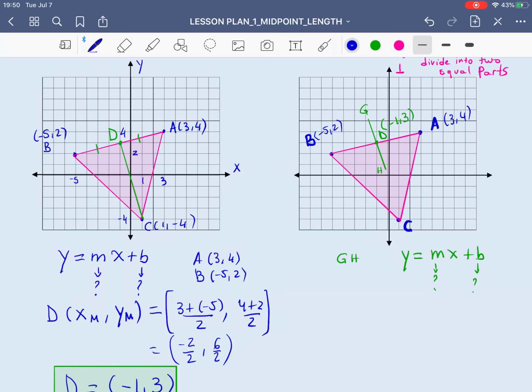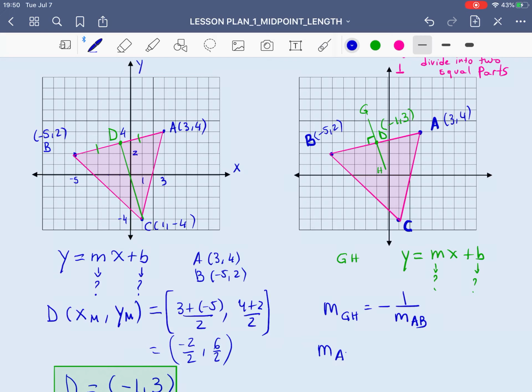So what else do we know about GH though? We do know that GH makes a 90-degree angle with AB because it's perpendicular to AB. So we're going to use this fact along with the fact that two perpendicular lines have their slopes negative reciprocals of each other, so they're related. And we're going to start by finding the slope of AB. And that's because the slope of GH must be the negative reciprocal of the slope of AB.